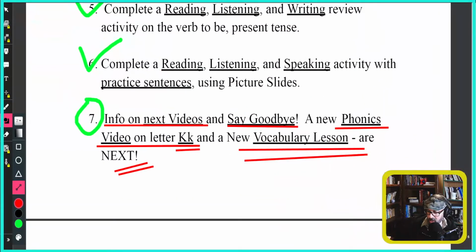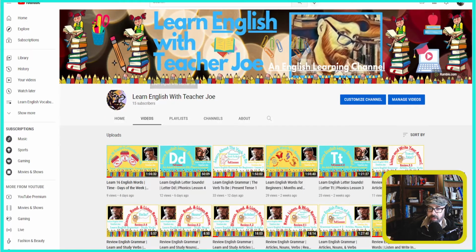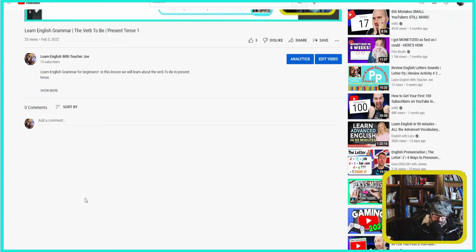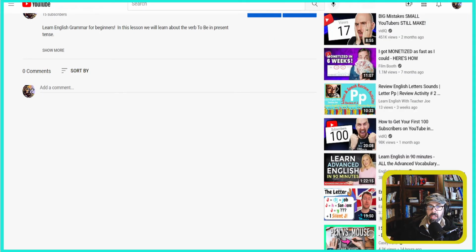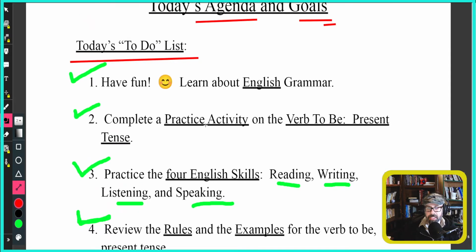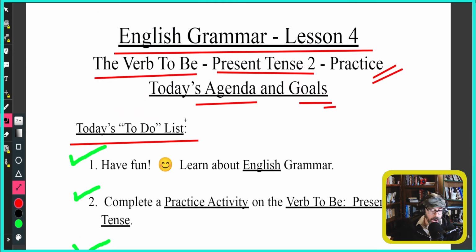I don't know if I have this set up. I don't think I do. But if I go to a video and I want to go to a comment section, they are there. All right, let's go back to OBS. So in the comments section, you can write three sentences that have the verb to be in them, three practice sentences, okay?